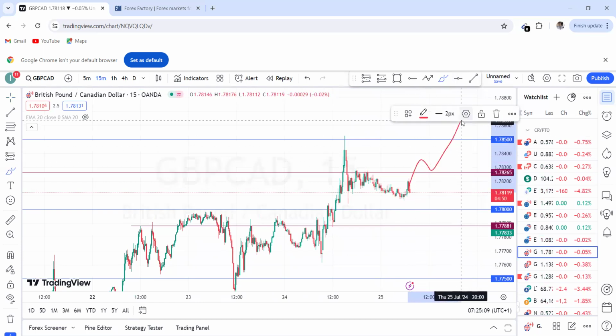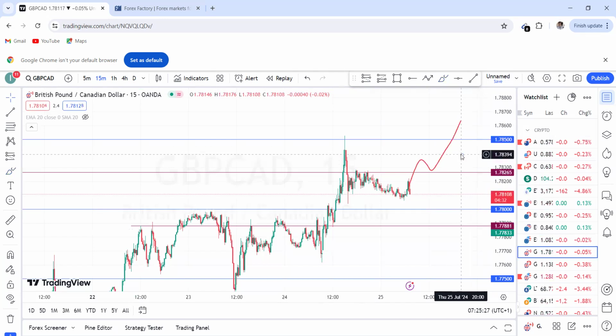I will want to join, and if it does not break these last highs here, at least I will want to get it to this point, and that will be giving about 30 pips or thereabout. So that's what I'm looking out for on this pair right here.